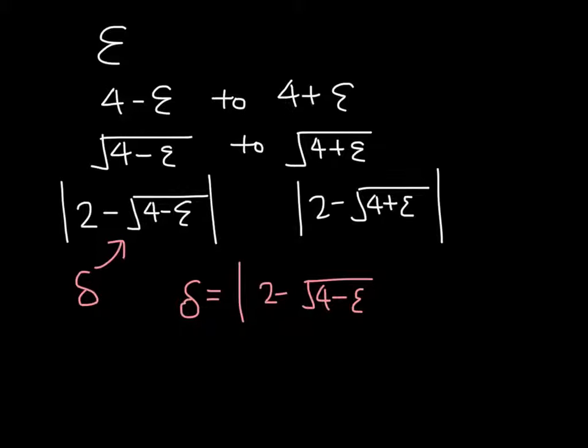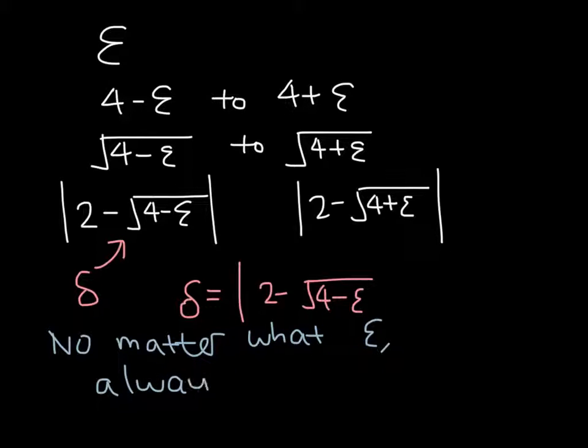So what this tells us is that no matter what epsilon I choose, I can always find a delta to satisfy it. This is what it means that the limit as x approaches 2 of our function x squared equals 4, that for any epsilon we can always find a delta.